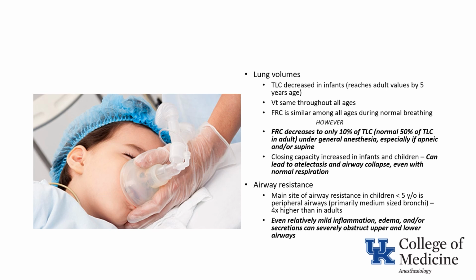Final difference that we wanted to discuss is airway resistance. Children less than 5 years old have higher airway resistance, mainly in the peripheral airways, but it's almost 4 times higher than adults. What this means is that even relatively mild inflammation, edema, or secretions can severely obstruct their airways.